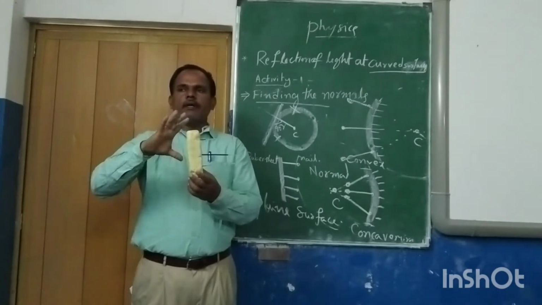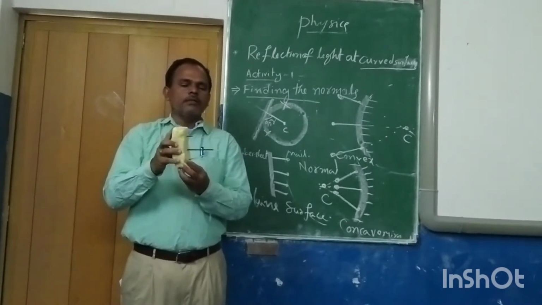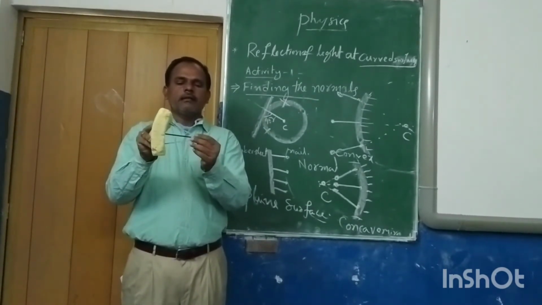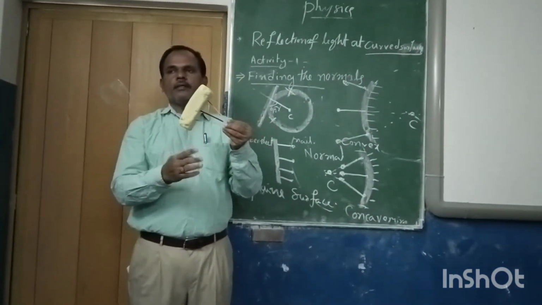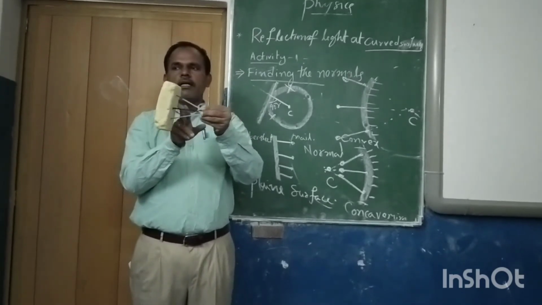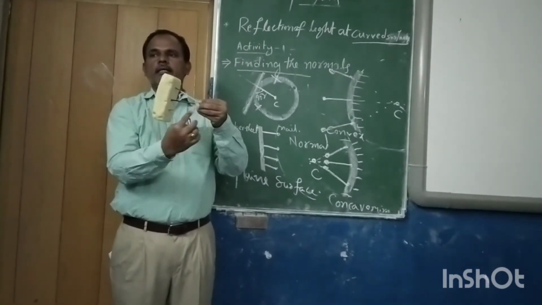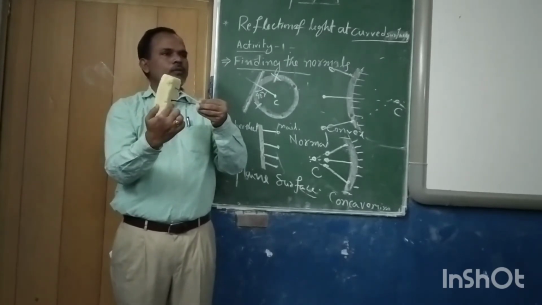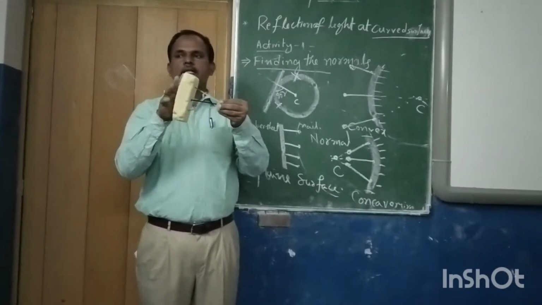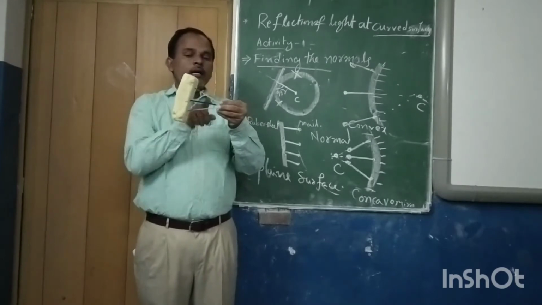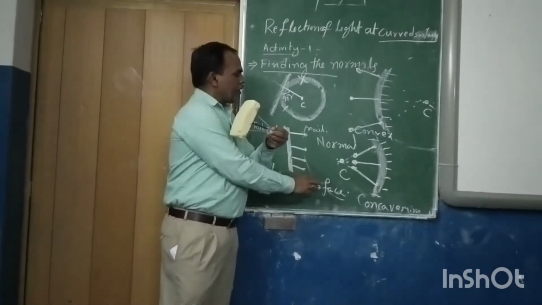When we bend the reflecting surface toward the center direction, this is what we call the concave mirror. The reflecting surface is in the inward direction, and this point is the center of curvature. The length from the center to the pole is known as the radius of curvature, and this is the spherical shape. The reflecting surface is inward to the center, and that's why we call it a concave mirror.